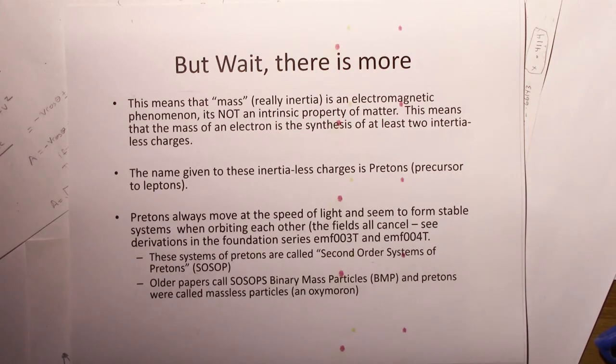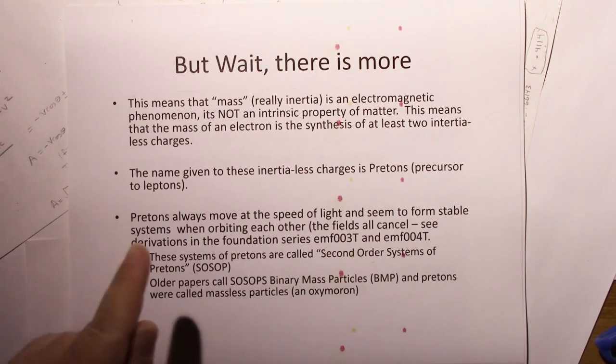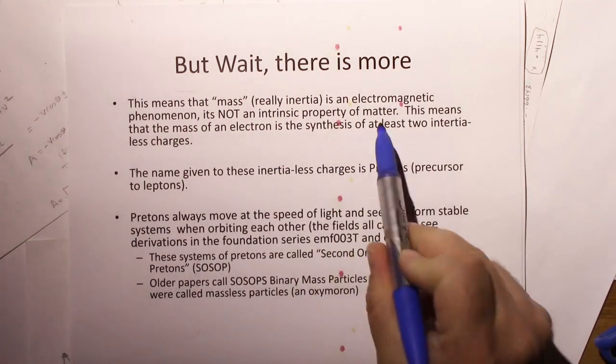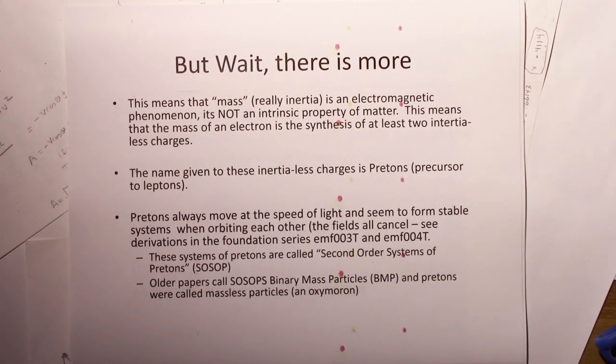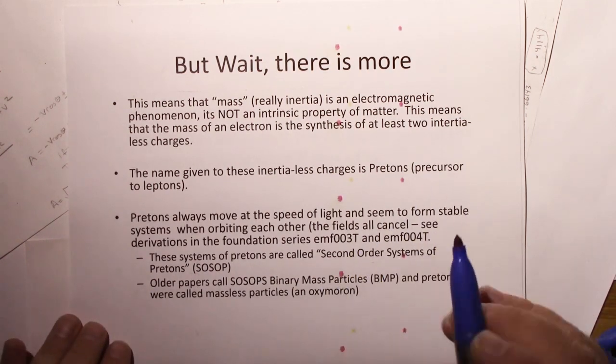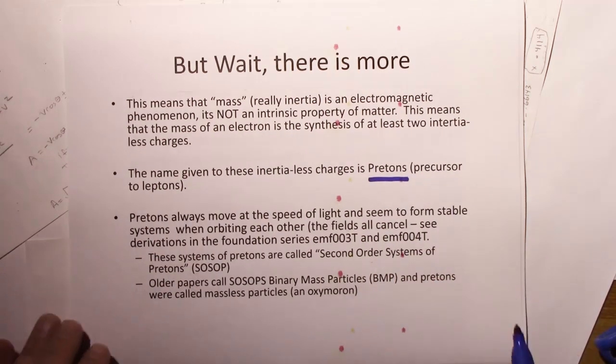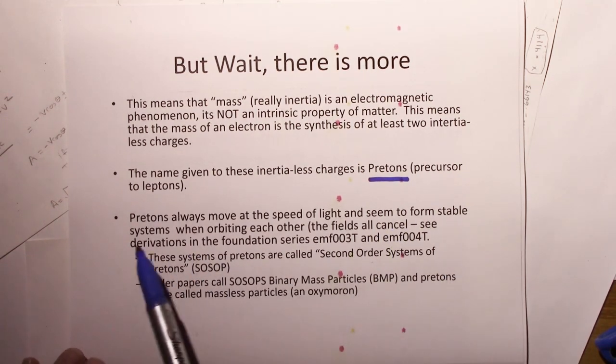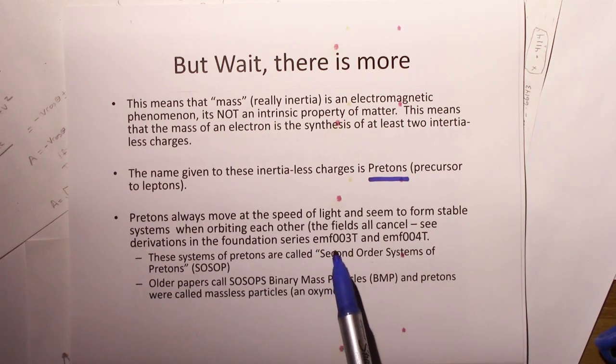But wait, there's more. This means that mass, which is really inertia, is an electromagnetic phenomenon. It's not an intrinsic property of matter. This means that the mass of an electron is a synthesis of at least two inertialess charges. The name given to these inertialess charges in all of our other work is pretons, which means a precursor to leptons. In other words, leptons are made of pretons. Pretons always move at the speed of light and seem to form stable systems when orbiting each other. All the other fields cancel.